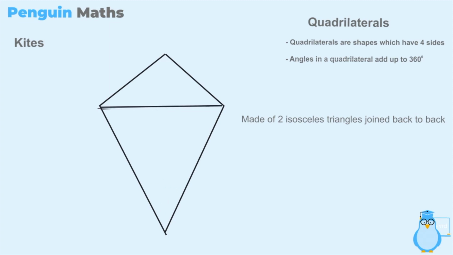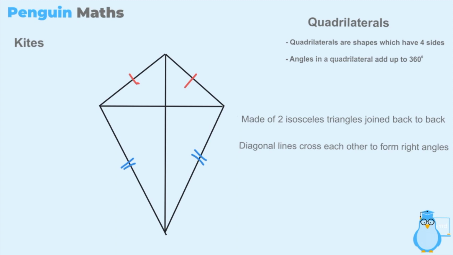Let's say we draw a straight line connecting both of the points together. We can say that this is an isosceles triangle, and so is this one down here. Therefore, we can say that in a kite, that side is equal to that side, and this side is equal to that side.